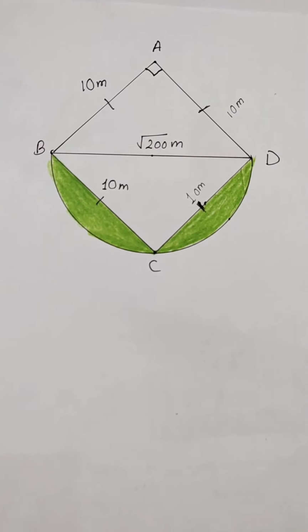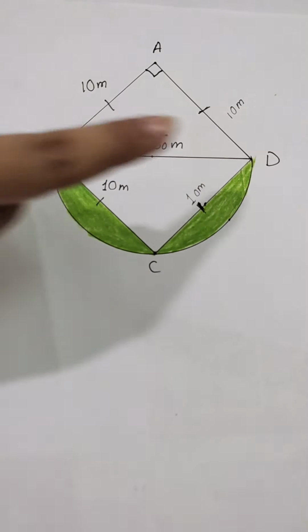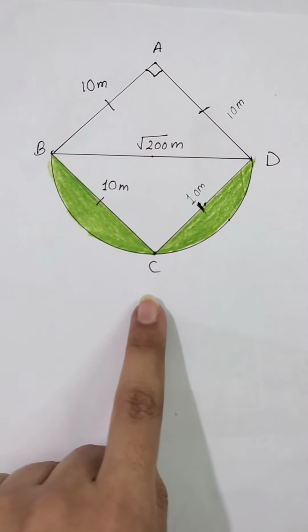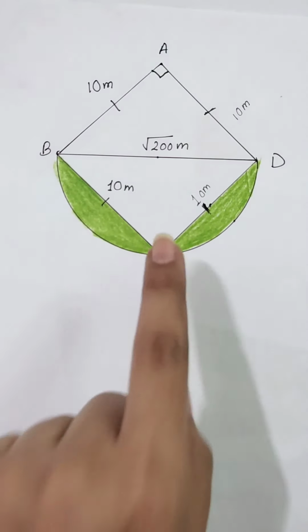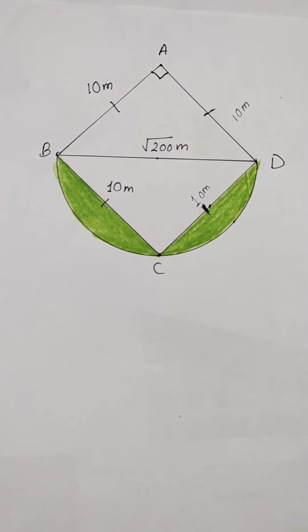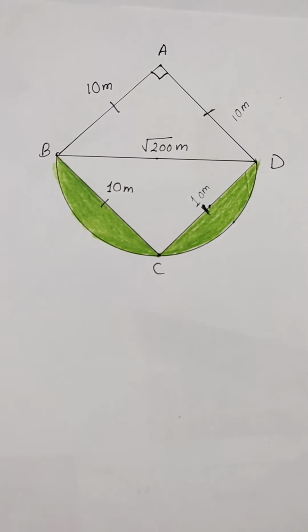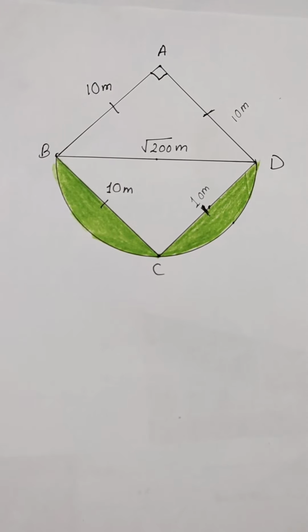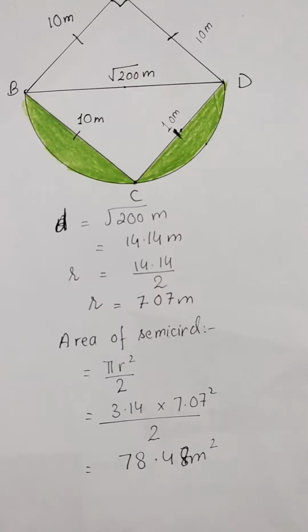So how can we find out the area of the shaded region? Simply, first of all, we will find the area of the semicircle, then we will find the area of a triangle. You can see there is a triangle inside the semicircle, and we will subtract the area of the triangle from the semicircle and get the answer for the shaded region. So first of all, I will write the formula to find the area of the semicircle.